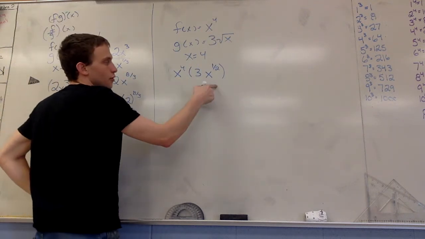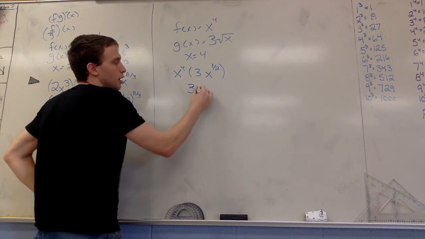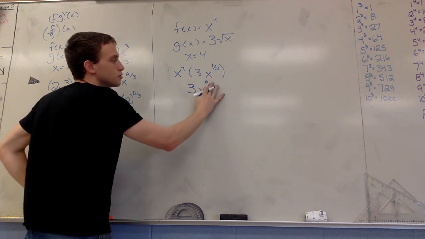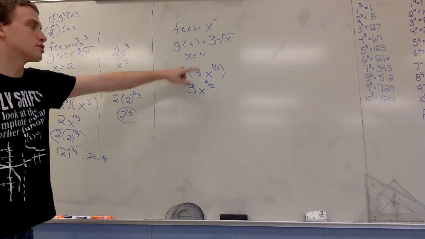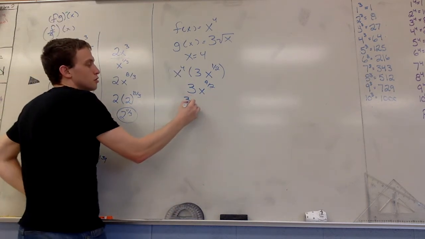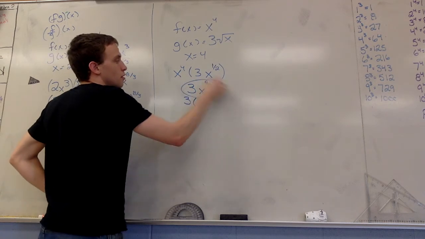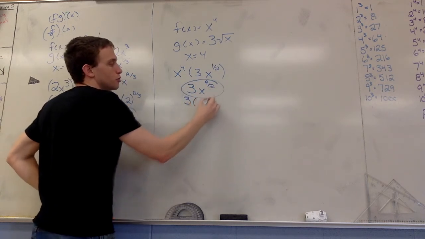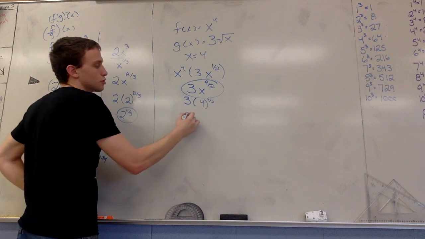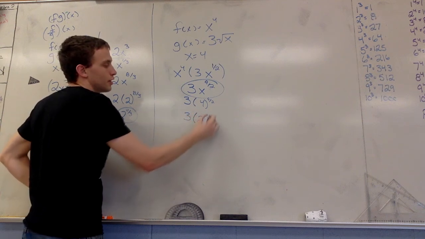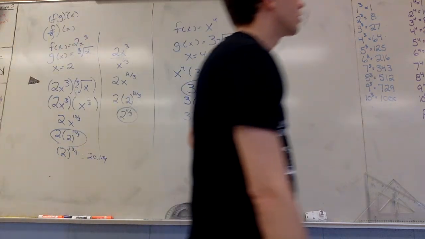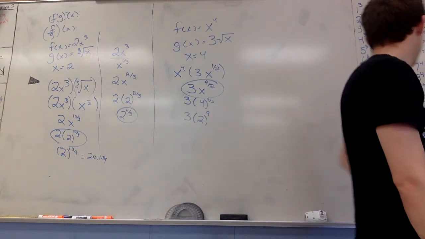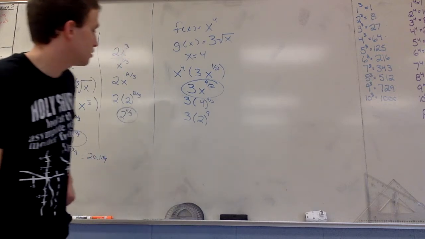So I add these together. I get 3x to the 9/2. And then we want to figure it out for when x is 4. So this is 3 times 4 to the 9/2, which is 3 times 2 to the 9th. 2 to the 9th is going to give me 512 times 3.